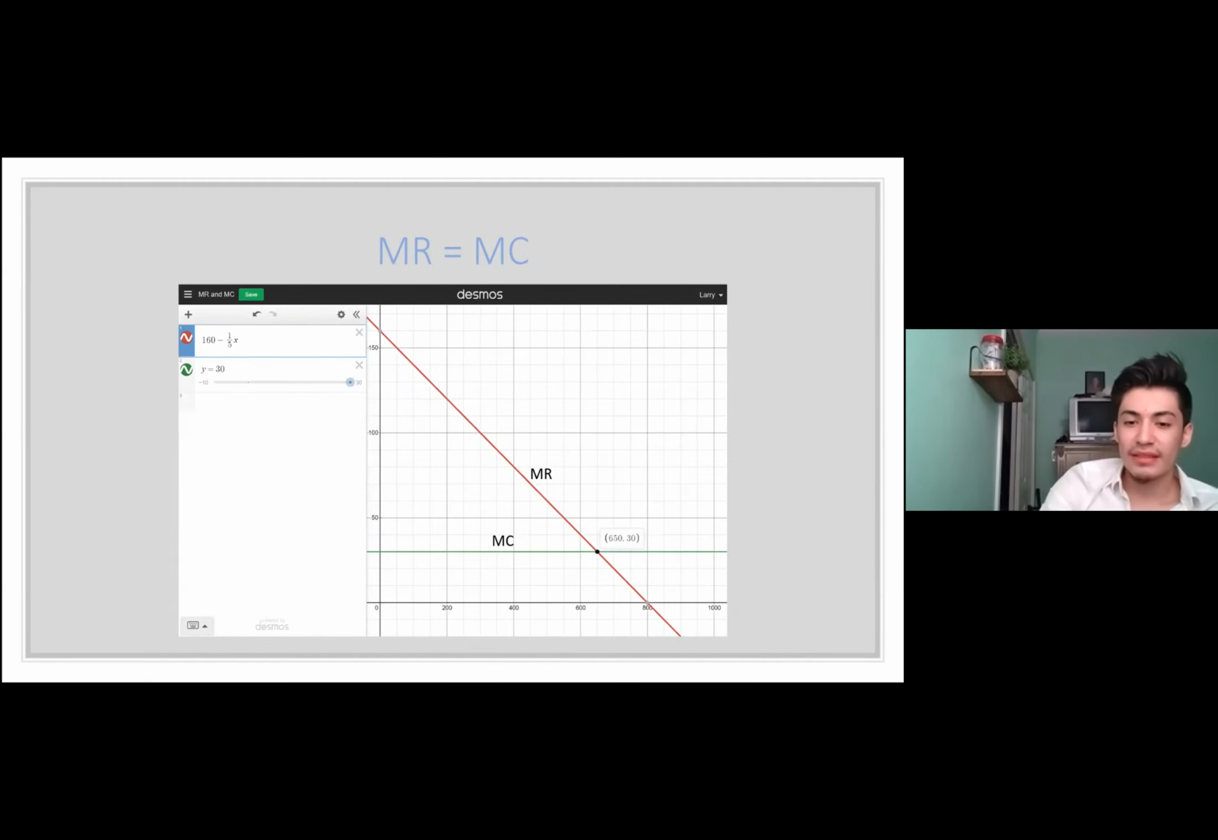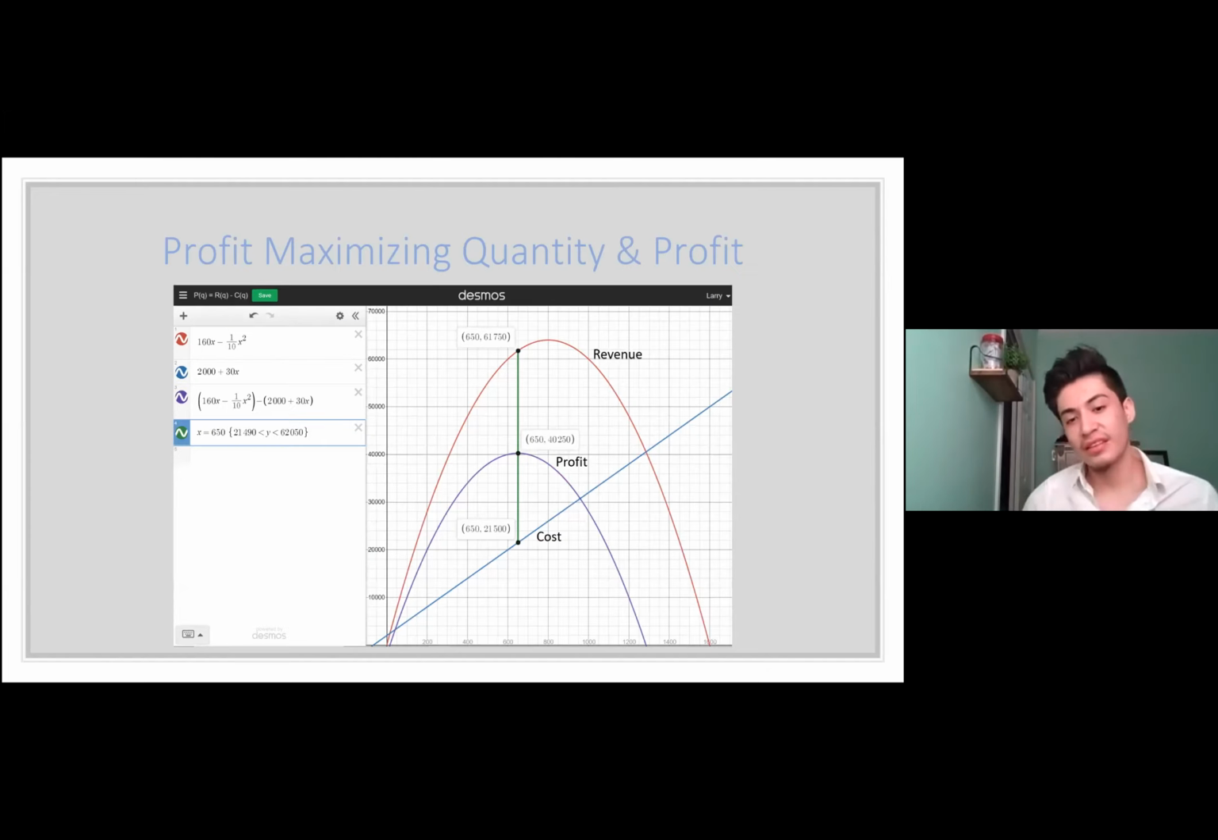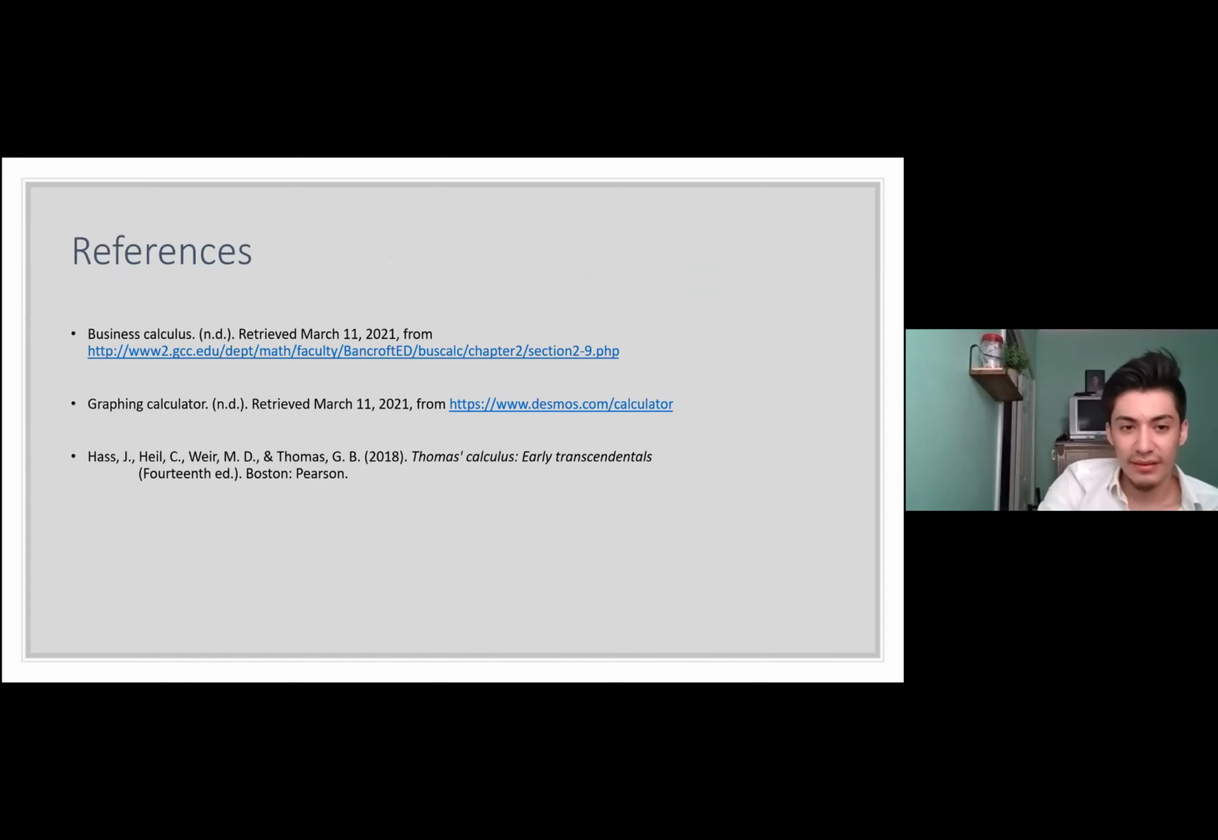This graph shows marginal revenue and marginal cost graphed, and we can see that the point where they intersect is the point where they're equal to each other, which is in fact 650. Then this graph shows revenue, cost, and profit all plotted. At 650, we see that the revenue is the 61,750 that we got, and the cost is the 21,500 that we got. The difference between those is the 40,250, which we can see is the maximum value of the profit function. So 650 is in fact the profit-maximizing quantity, and that is the most that this business can make. And that's it.